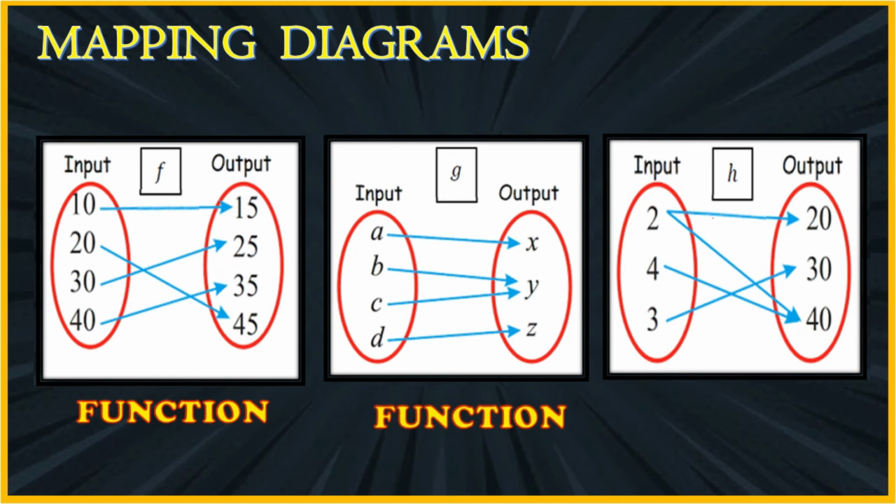Last mapping diagram, the inputs we have are 2, 4, and 3. Outputs of 2 are 20 and 40. Output of 4 is 40. Output of 3 is 30. Observe that input 2 has 2 outputs, which are 20 and 40. There is a repetition in the input, which means that the third mapping diagram is just a mere relation.